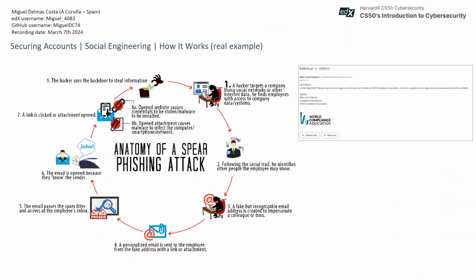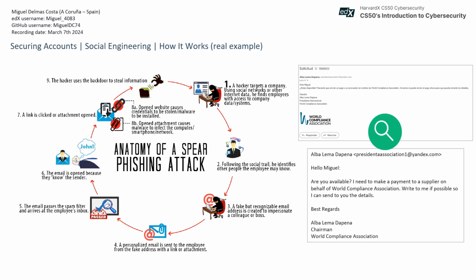Let's see the example. They sent me an email, but not directly from the president, obviously. This was the real email they sent to me. The body looks quite good, with the logo, the name of the new president, and they talked directly to me with my real name. Magic of the translation. Let's see what they tried to do. "Hello Miguel, are you available? I need to make a payment to a supplier on behalf of World Compliance Association. Write to me if possible so I can send you the details. Best regards, Alba Lema, Chairman, World Compliance Association."